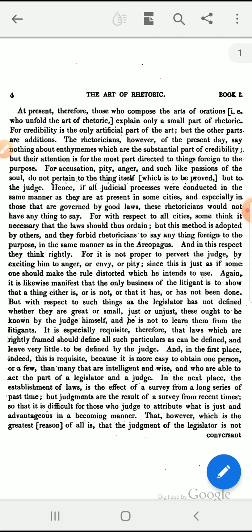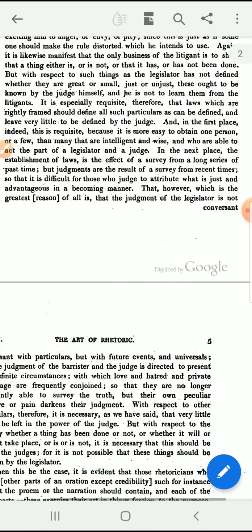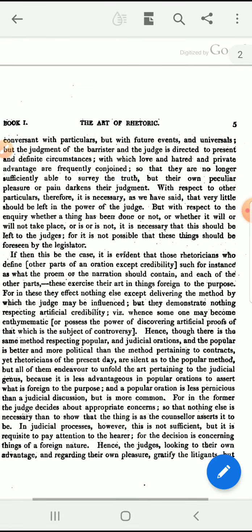That, however, Aristotle continues, which is the greatest reason of all, is that the judgment of the legislator is not conversant with particulars, but with future events and with universal ideas. The law will say, for example, "Thou shalt not kill," and speak universally of all killing. Whereas the question in a court is whether or not a particular act is in fact an act of murder or of a certain species of killing. Lawmaking is conversant not with particulars, but with future events and universals.